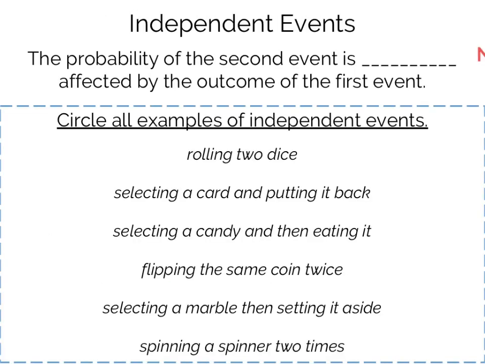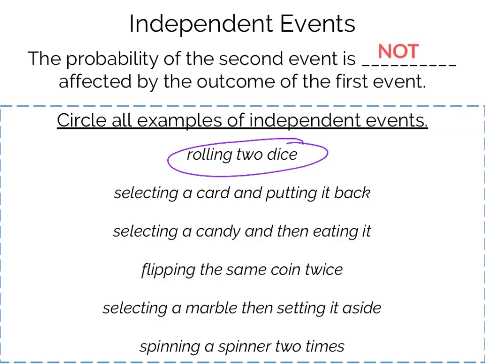So looking at independent events, we need to remember that the probability of the second event is not affected by the outcome of the first event. So whatever happens first, it doesn't matter, it's not going to affect the second event. So now we're going to go through and we're going to circle all the examples where that is going to be the case. So when we're talking about rolling two dice, that's going to be an independent event.